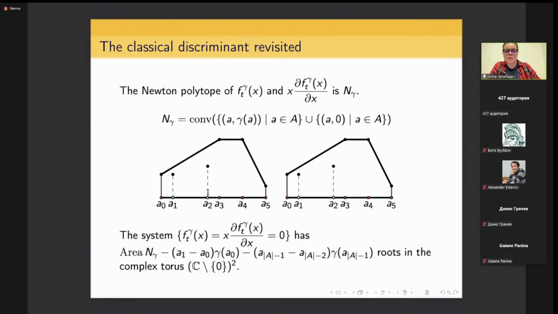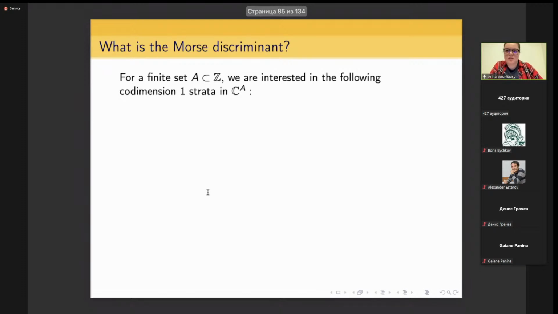So now we can pass on to another discriminant that I haven't yet introduced, which is the Morse discriminant. So now we fix a finite set in a one-dimensional lattice, but in my thesis, yes, sorry? One second, there is a question.